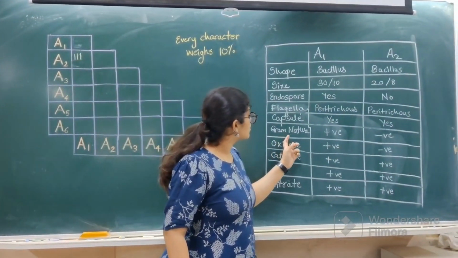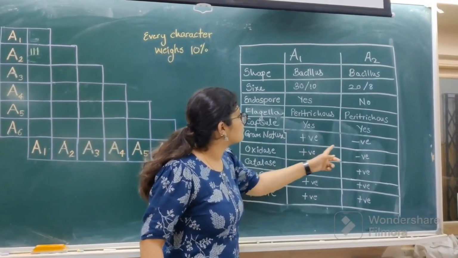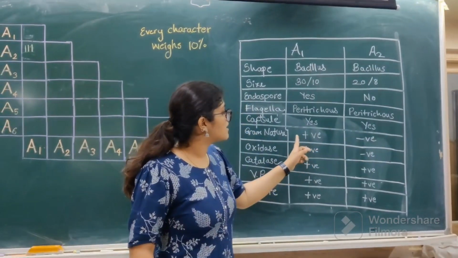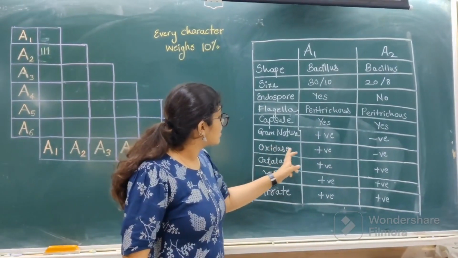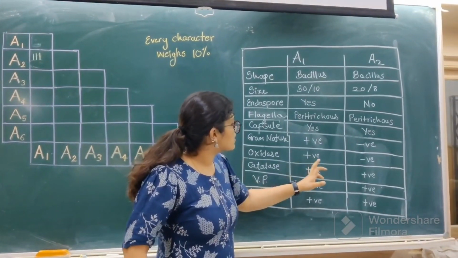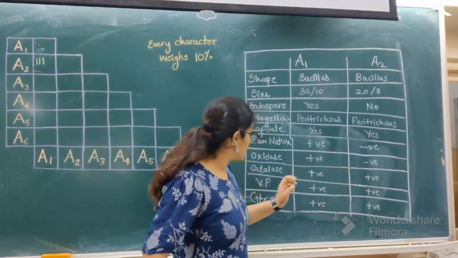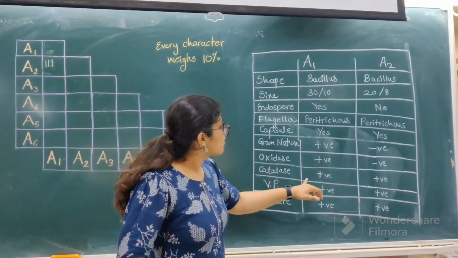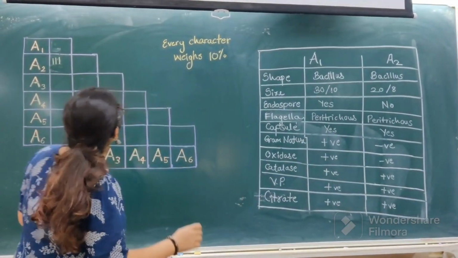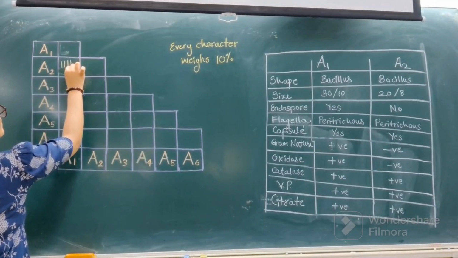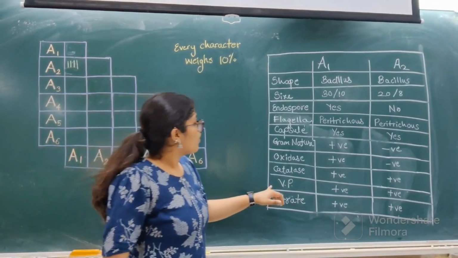So the gram nature of one is positive while the other is negative. It is then not similar. Oxidase, A1 is positive while A2 is negative. For the catalase test, both are positive. So we draw another line. Voges Proskauer.